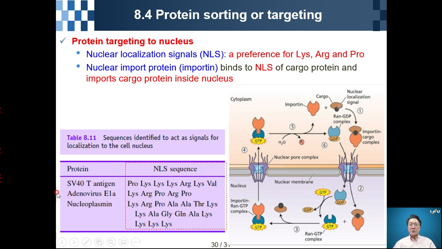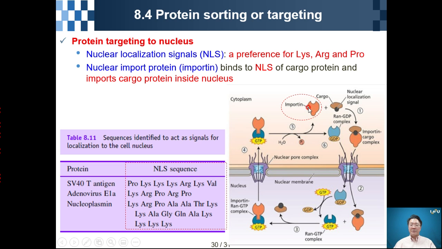Okay, so in protein targeting to the nucleus, importin plays an important role. Importin is a nuclear import protein. Importin binds to the cargo protein, which has the nuclear localization signal. Importin has some space like this. We will see the structure in the next slide, so I will cover the structure of importin there.